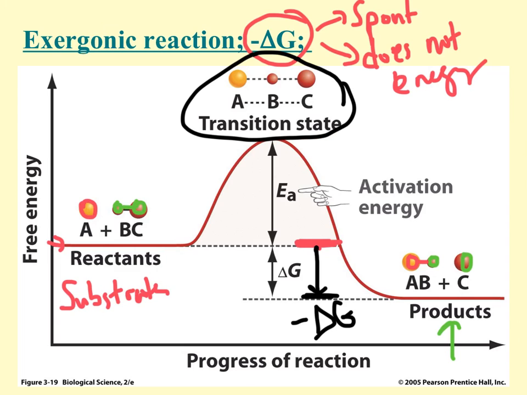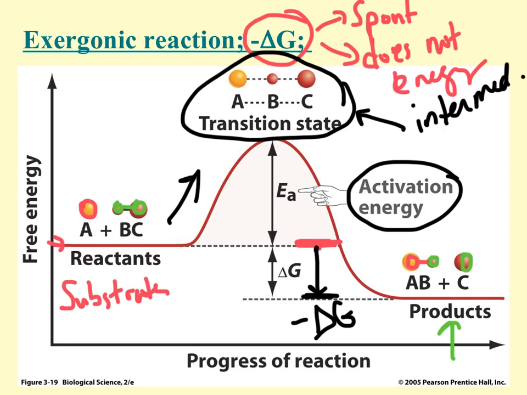Well, it actually is hard to make this reaction occur. You have to go uphill. You have to increase the free energy of what we call the intermediate. So the transition state is the intermediate in the reaction. And we do that with something that's called activation energy.